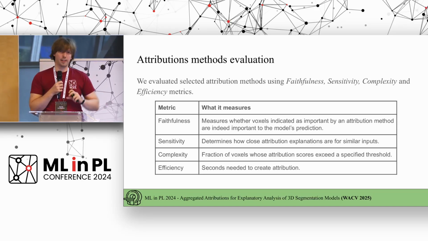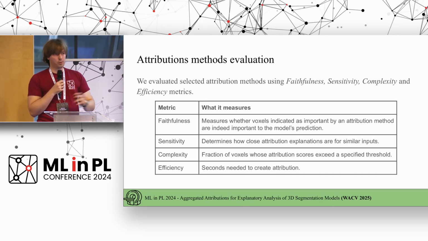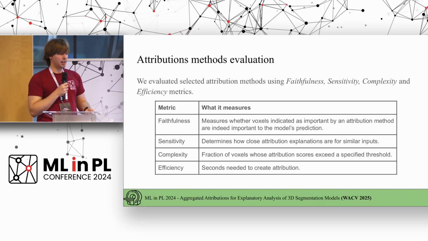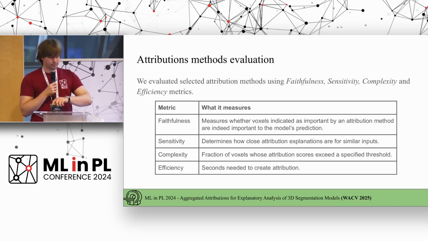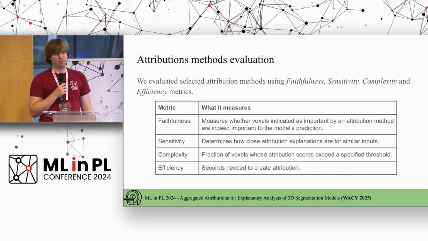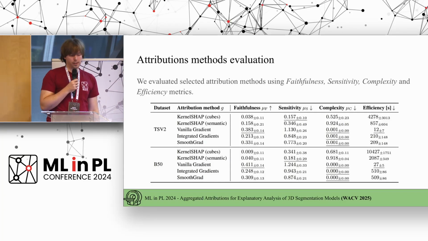And complexity calculates how complex your attribution is by checking how many attributions are over a specified threshold. If there are many voxels which have attribution above a specific threshold, it's hard to analyze. When the attribution is localized, so the complexity is less, it's much easier to understand. And the last was efficiency, which is simply the seconds needed to create an attribution, because it's also important how much time you need to get this attribution. And we evaluated it on our two datasets.